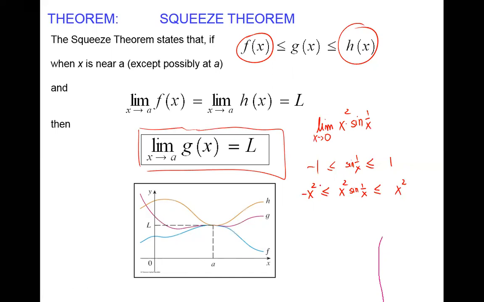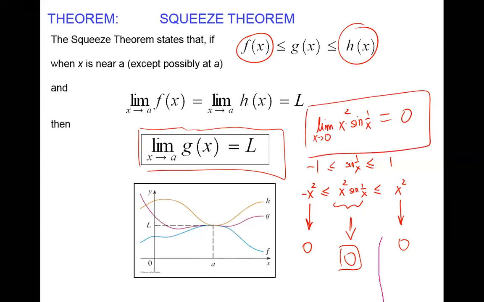And now, as x goes to 0, negative x squared goes to 0. If x goes to 0, x squared goes to 0. That means if both of them go to 0, the middle function is forced to approach 0, of course by the squeeze property. Everything between must have the same limit. That means this limit is 0.